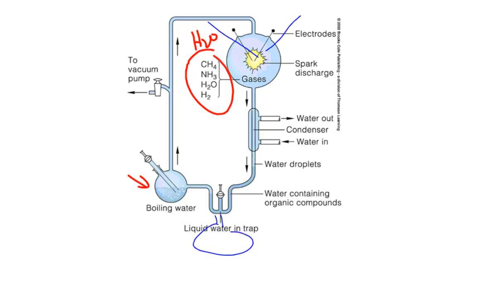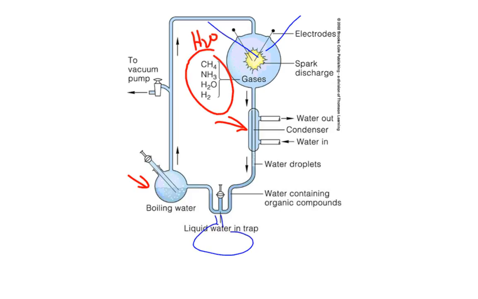And then they have a spark, which is going to simulate lightning, being sent through the mixture at a regular rate. What is that lightning going to do to the chemical bonds that are binding up all these different chemicals, particularly the carbon? It's going to cause those to break. And so all those new molecules are going to pass through this condenser here. It's going to cause them to rain down, so to speak, turn back to water.